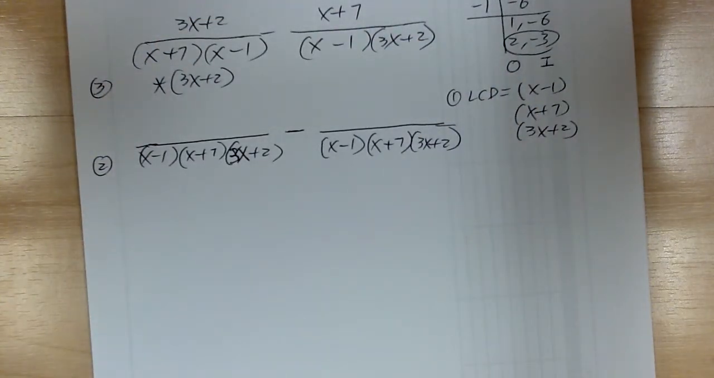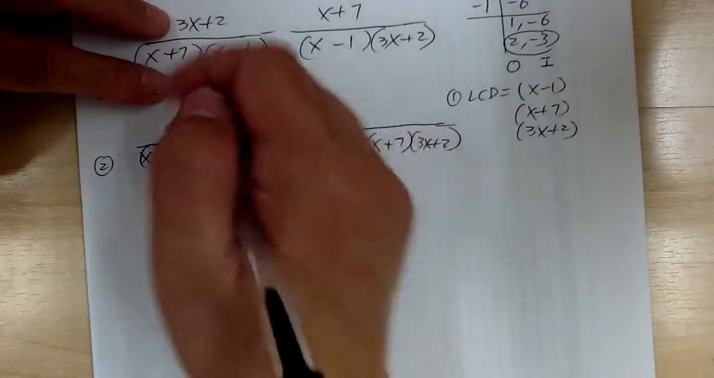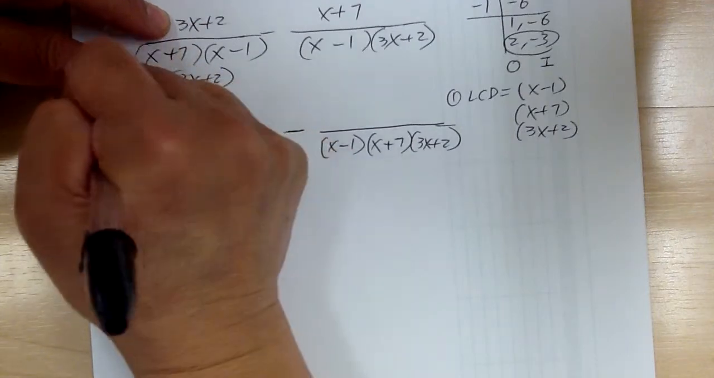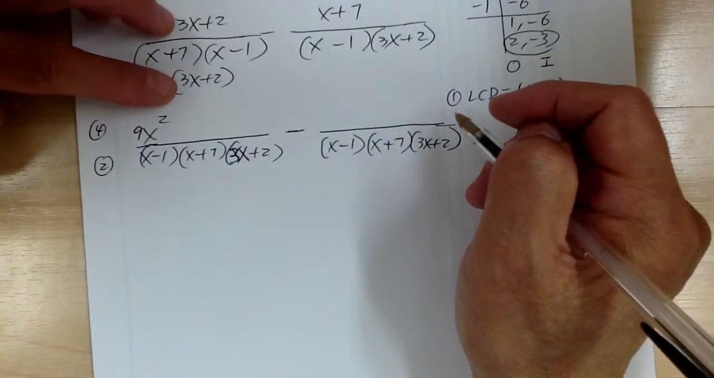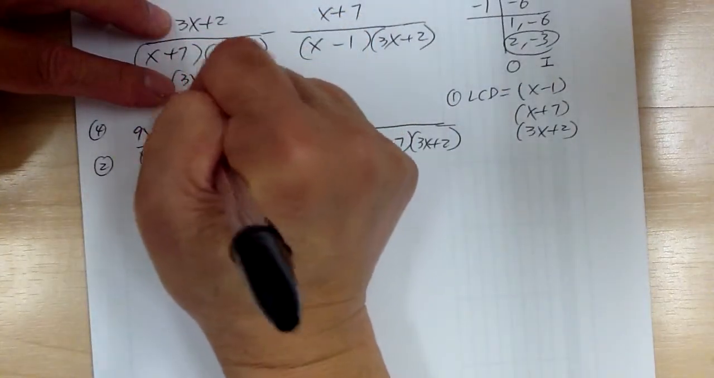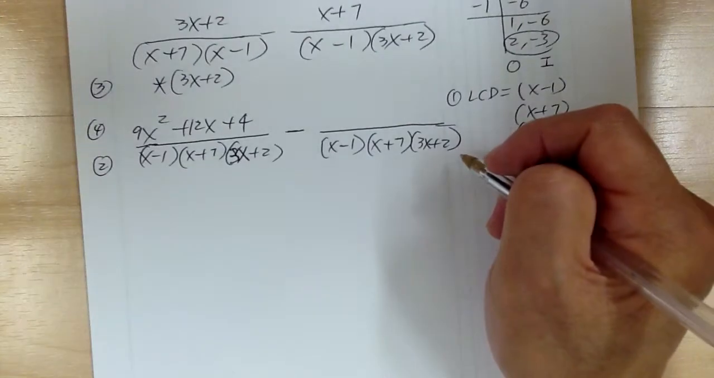Okay. So what you need to do is you have to go off to the side and multiply out, or you can use a FOIL method. Okay, so you're going to get 9x. So go off to the side, multiply out. So you're going to get 9x squared plus 12x plus 4.